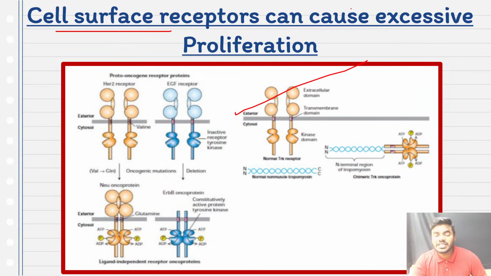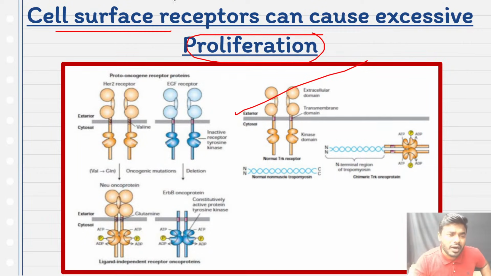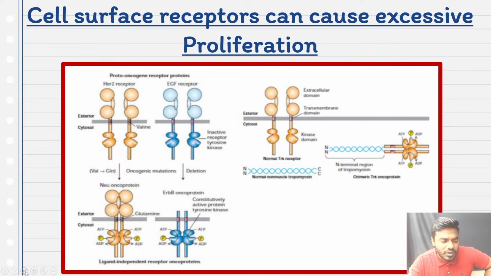How does the cell surface receptor cause the excessive proliferation? I hope you remember we have taken the proto-oncogenic receptor, and why do we call it the proto-oncogenic receptor? Of course, there is no doubt they will be acting like normal receptors only. That's why I will be calling them the proto-oncogenic receptors only, HER2 receptor and EGF receptor. Of course, to these particular receptors, undoubtedly growth factors will come and attach.